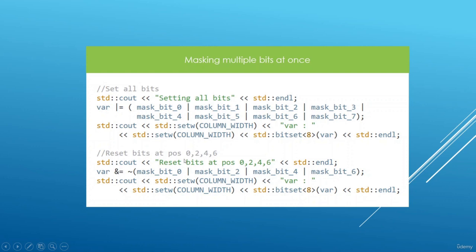We can also reset a selected number of bits in our byte. For example, here we are interested in 0, 2, 4, and 6. We can do our mask here that is going to combine all the masks, and we're going to do the operation we do to reset, which is ANDing with the reverse of the mask, and we're going to get what we want.